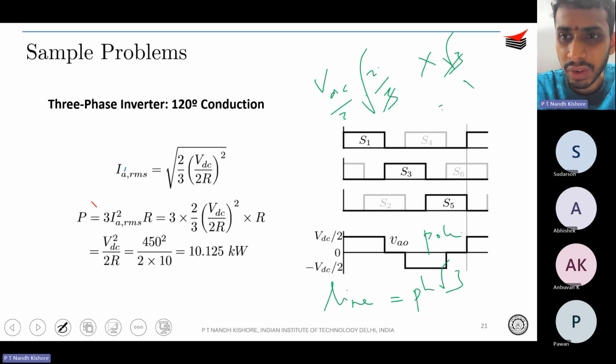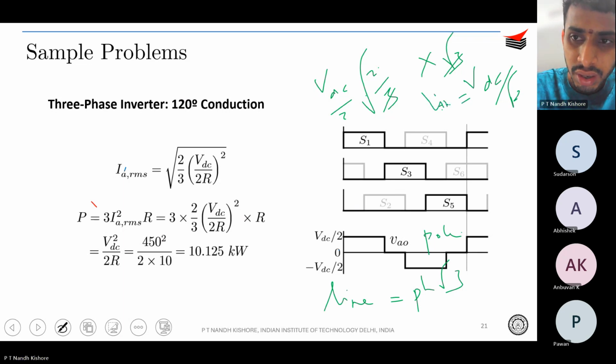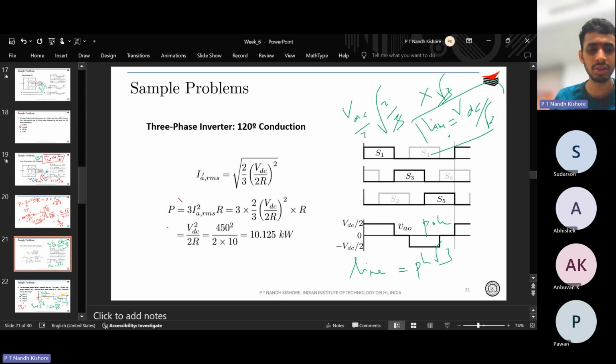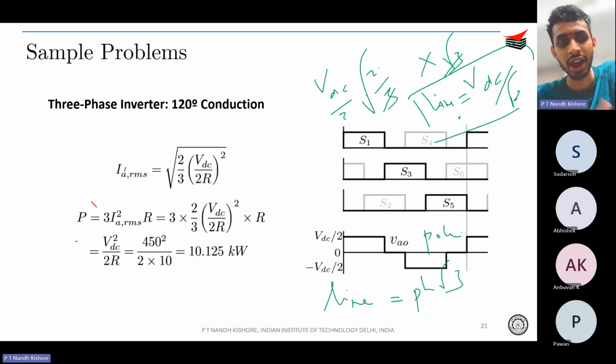So it's going to be VDC by root 2. This is your line RMS. Got it? Vice versa is also applicable. So whoever asked the question, can you please reply if this is fine? Yes, sir. Fine, sir. Okay. Yeah, it's a good question and it's a good hack as well. Just know the RMS of one, you will know the RMS of the other.